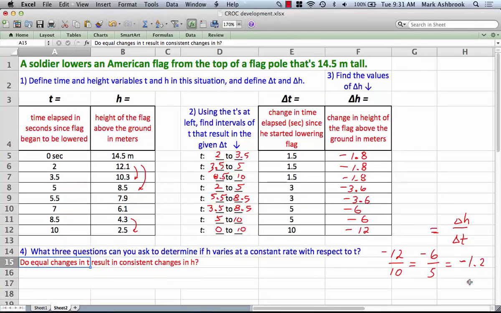What are the units on that? Negative 1.2 what? If it's delta H over delta T. That's the constant rate of change. This flag is coming down steadily, negative 1.2 meters every second. And that's the constant rate of change. And that's that constant. So here's number two, right? This is our second perspective, is that the ratio of the change in H to the change in T, it maintains a constant.